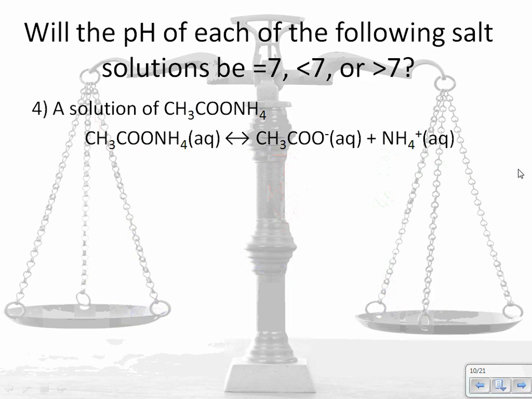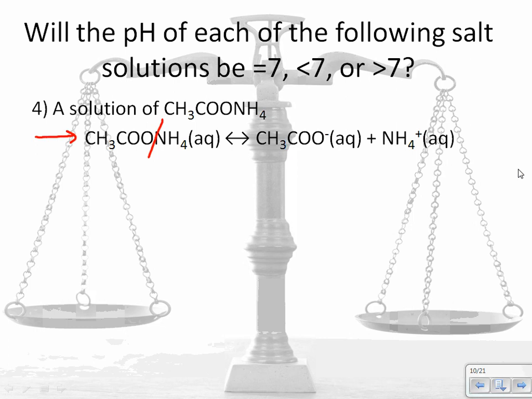All right, last one, a solution of CH3COONH4. So you basically got ammonium acetate in there. What do you do? Same steps as always. First step, break it up into its two ions, CH3COO- and NH4+.